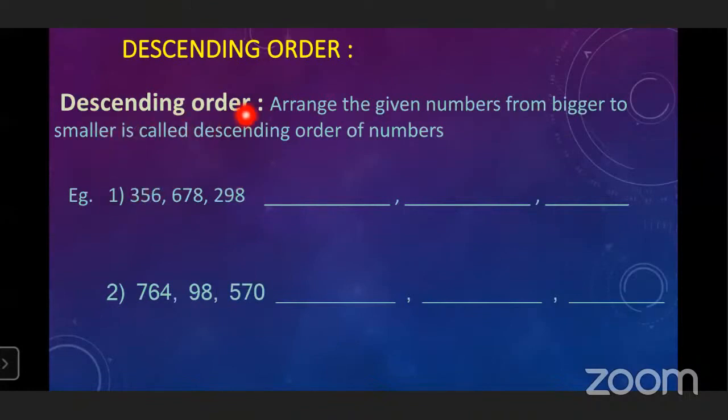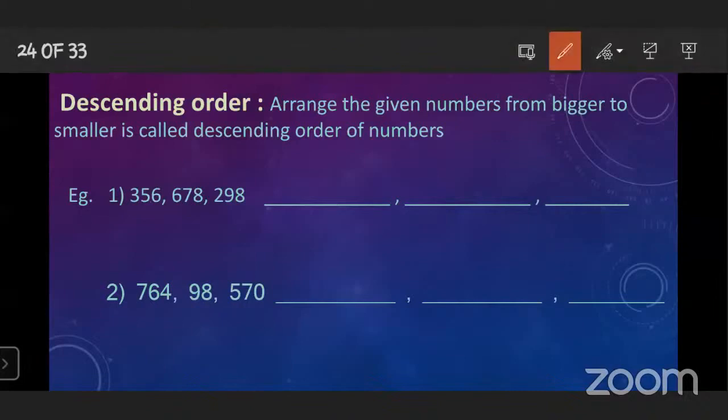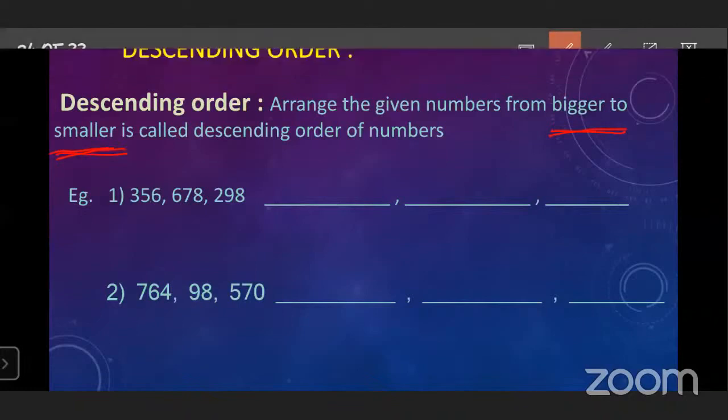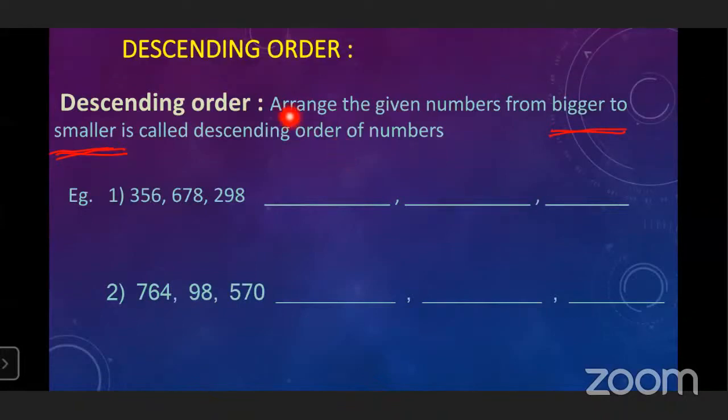So first of all, you should know what the meaning of descending order is. Descending order means arranging the given numbers from bigger to smaller. This is very important: bigger to smaller. In ascending order we say smaller to bigger, and in descending order, bigger to smaller. It means first we write the biggest number, and the last one will be the smallest number.